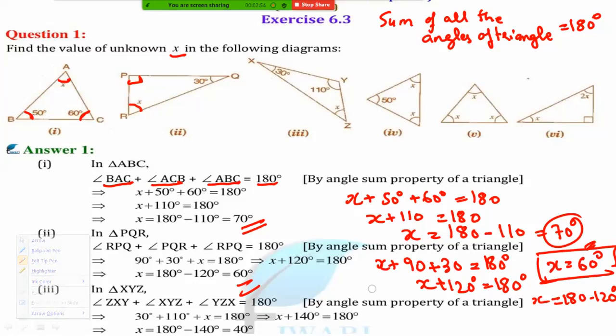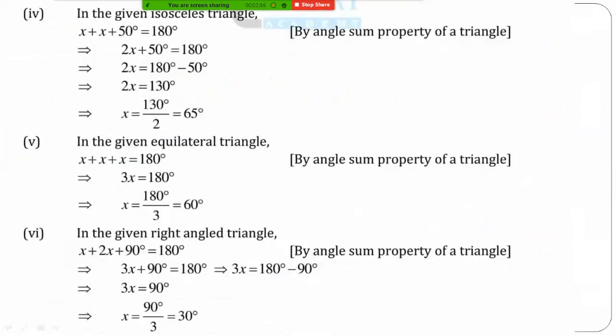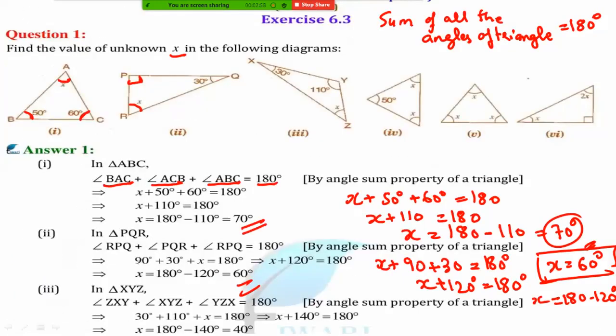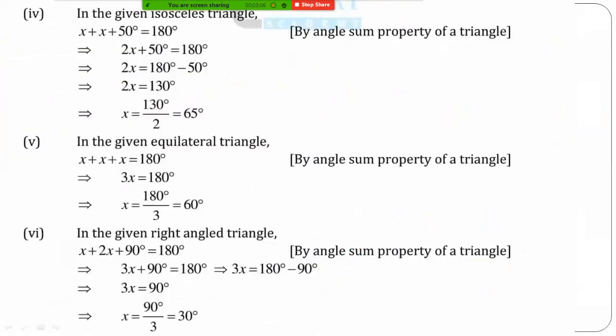So we will do the next part. The next part is the fourth part; the third part you will do yourself. So the three angles are x, x and 50 degrees. The first angle is x, the second angle is x, the third angle is 50. The sum of all the three angles is 180 degrees. So 2x plus 50 is equal to 180 degrees.